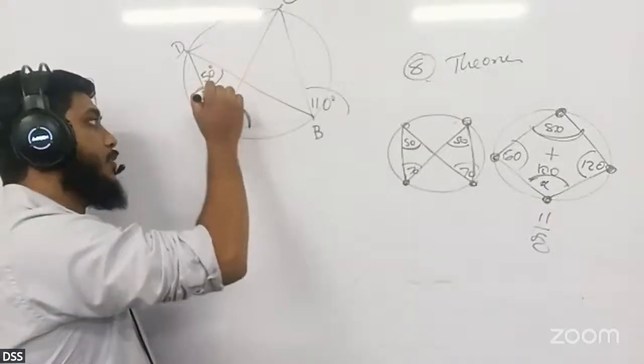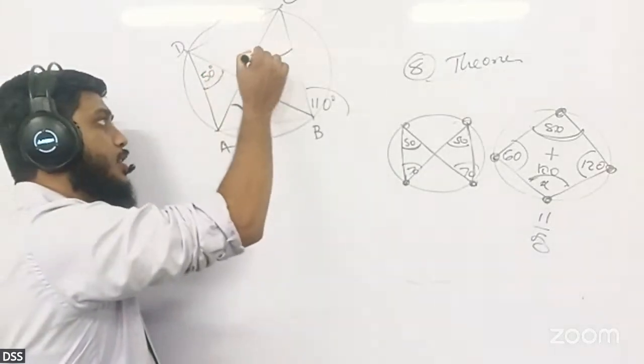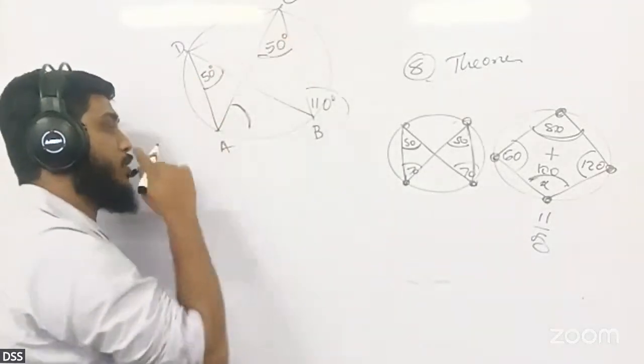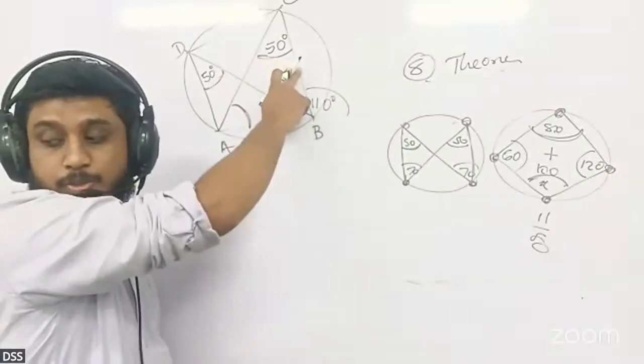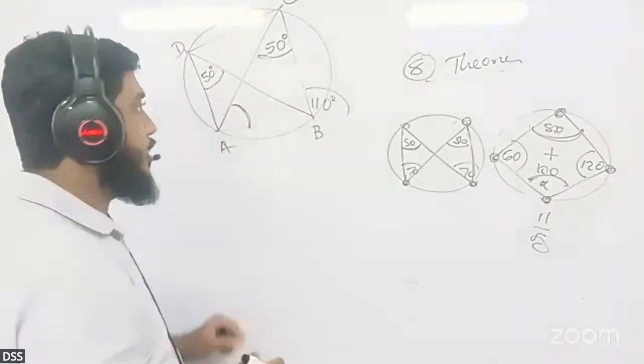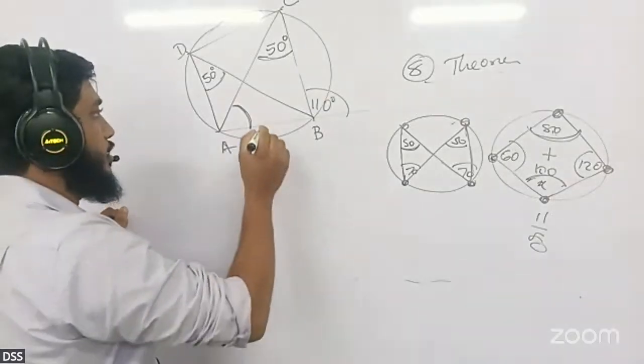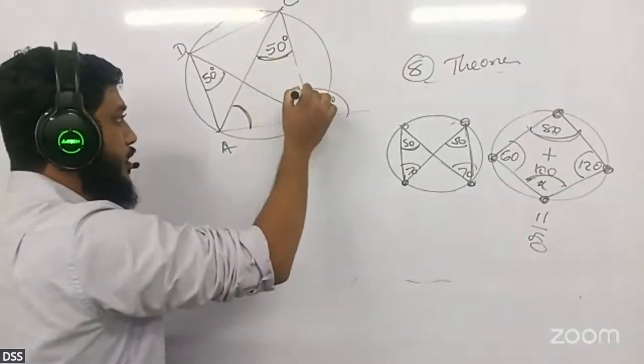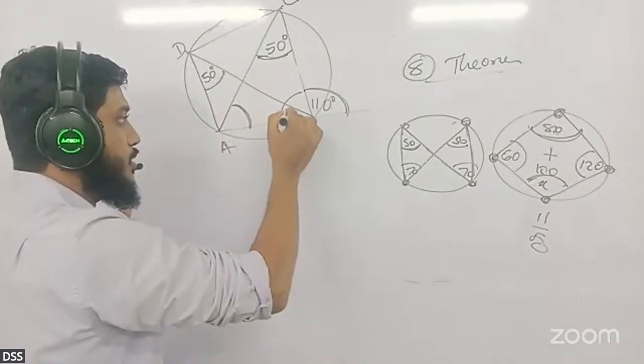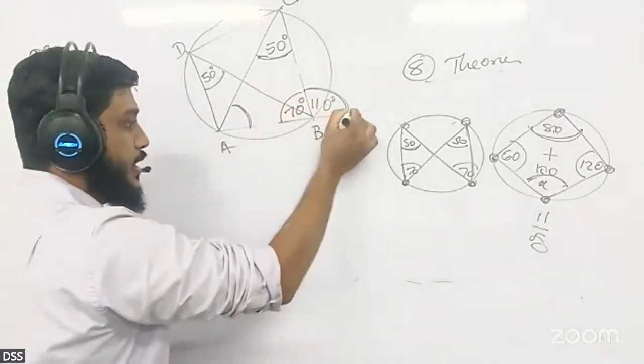Now using the butterfly theorem, this is 50, this one also how much? 50 degrees. Very good. This one 50 means this one also 50. Nice. Then this one 50, this one 110 now. This one is how much? 70 degrees. Why? This is 180 now.